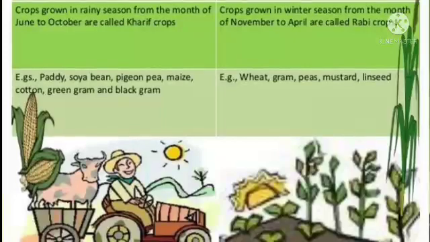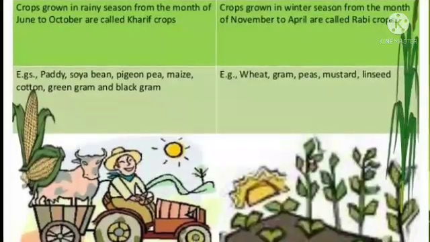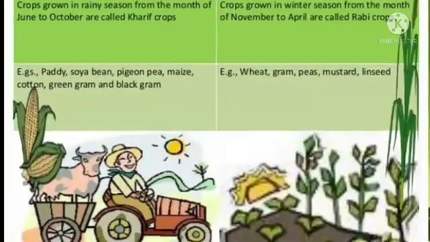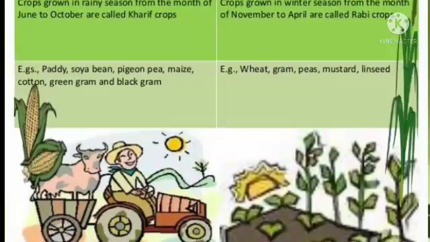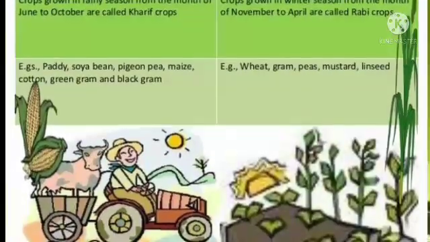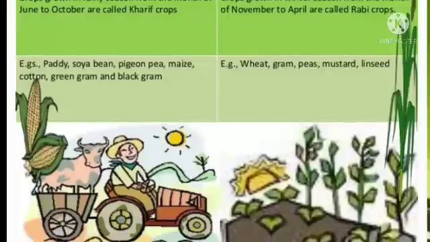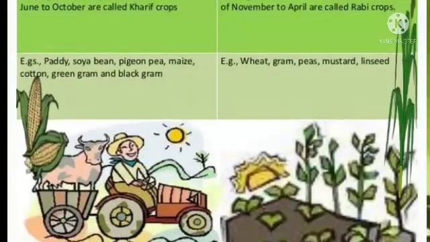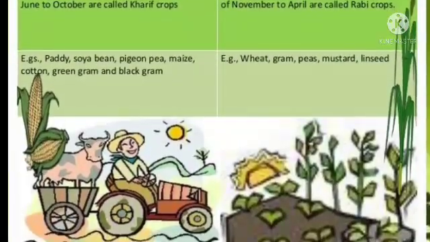Some of the common examples to remember in Kharif crops are paddy, soyabean, pigeon pea, maize, cotton, green gram and black gram. Examples in Rabi crops: wheat, gram, peas, mustard and linseed.